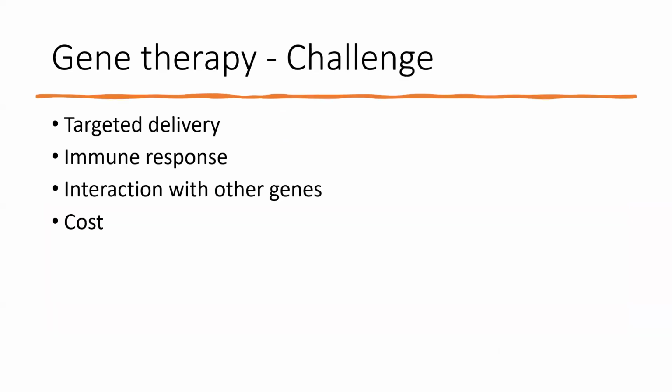What are the key challenges that we're facing with gene therapy? So, targeted delivery. This is a big thing. For example, if you want to deliver the suicide gene to the cancer, how do you make sure the suicide gene only goes into the cancer cells and not the healthy cells? Because if it goes to the healthy cells, then they start killing the healthy cells as well, right? So that's difficult to control.